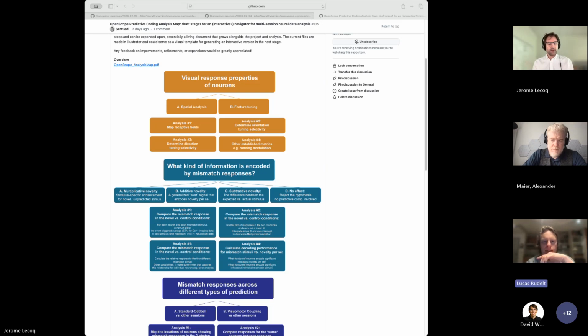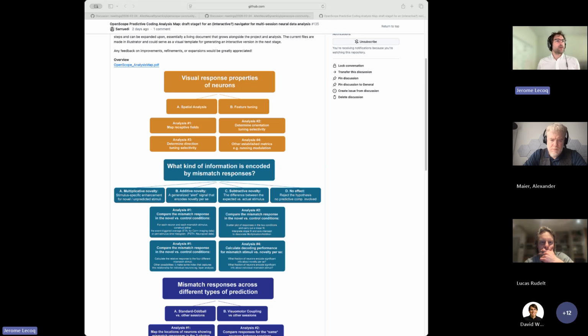Yeah, that's right. I was wondering if, for example, we could add, similar to these boxes here in this graphic, something like a pre-processing pipeline to detect responsive units, and then you put the code there, a short description, and then you can link it.